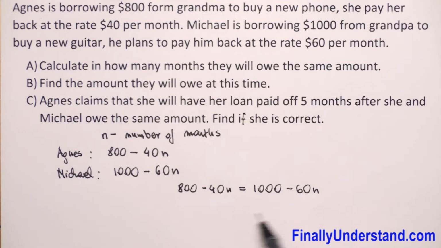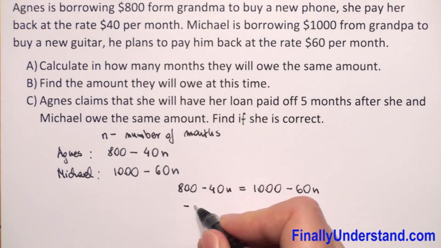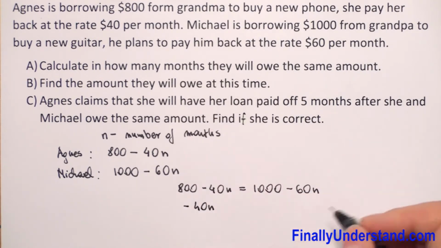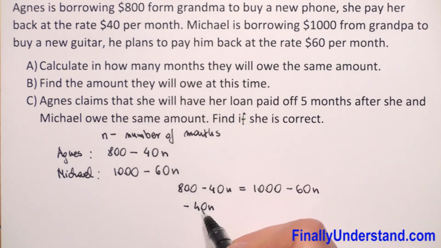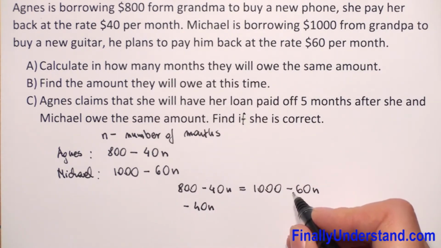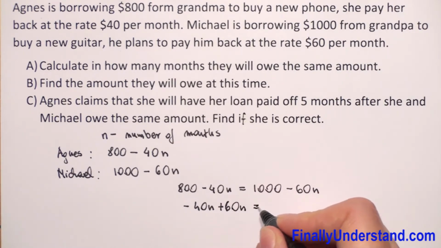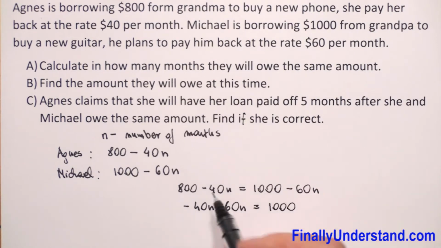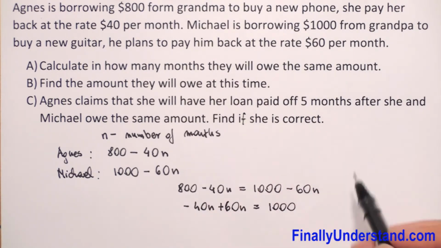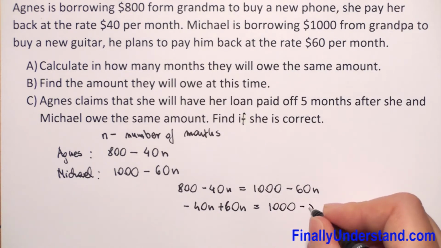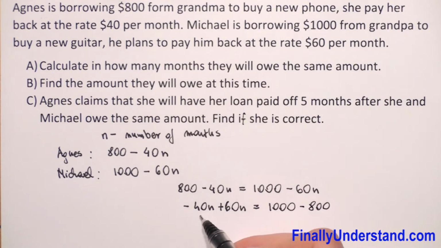So let's solve this equation. We have one unknown. I will move expressions with n to the left side and numbers to the right. So negative 40n stays on the left. I will move negative 60n to the left, so now I have to change the sign. It's negative, so now it will be positive 60n. This is equal to 1000, we copy, and 800 we move from the left to the right. It is positive, so now it will be negative 800.